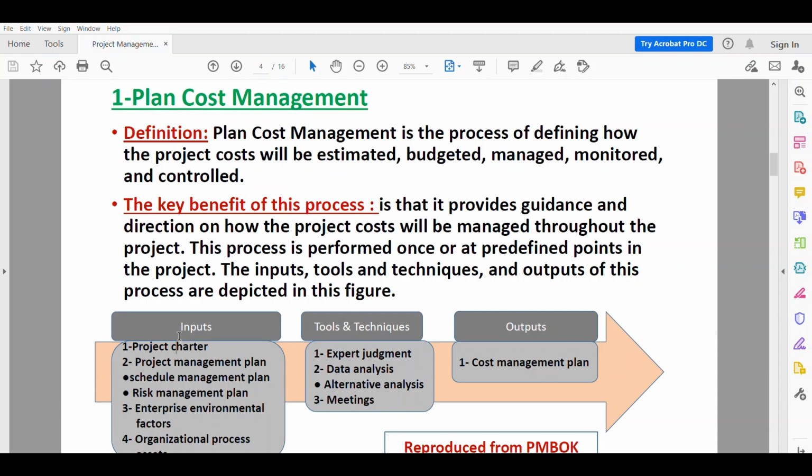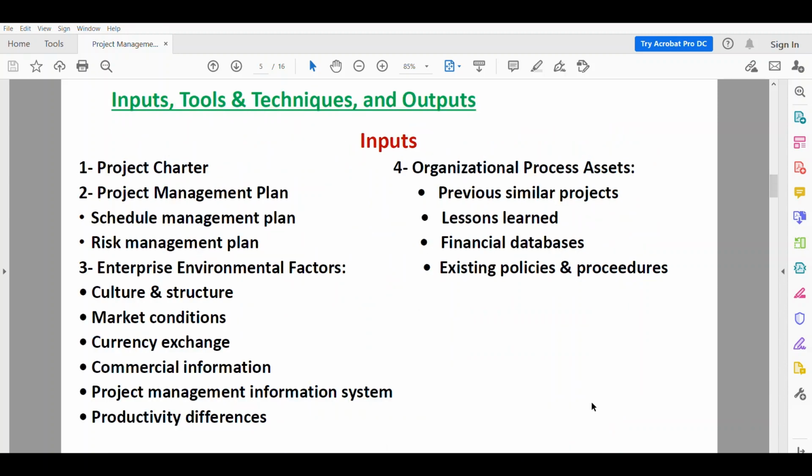So now we talk about some of these inputs, tools and techniques, and the output, because some of them we have talked about before in previous presentations. The inputs are, as we said, the project charter, which we talked about before, and the project management plan sections, which are the schedule management plan and risk management plan. So the project management plan, we said we use the schedule management plan and the risk management plan as inputs.